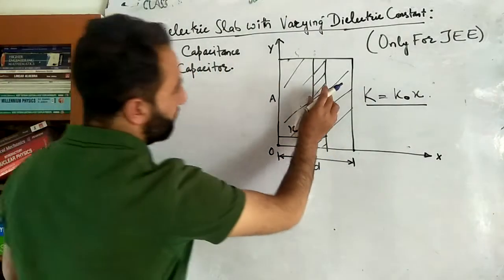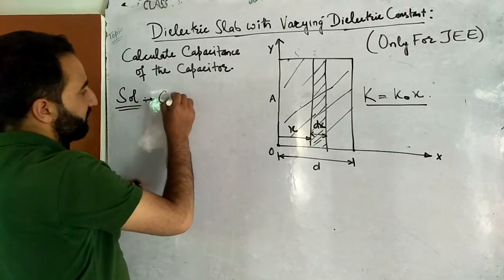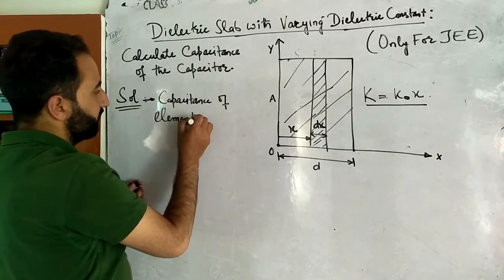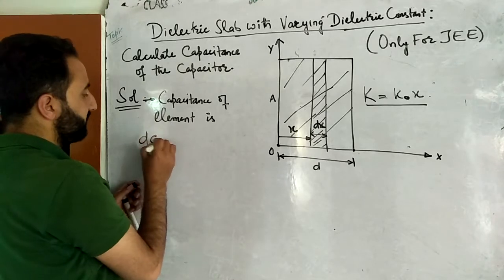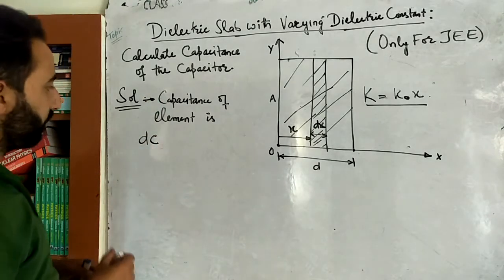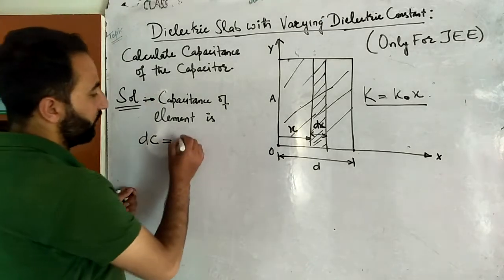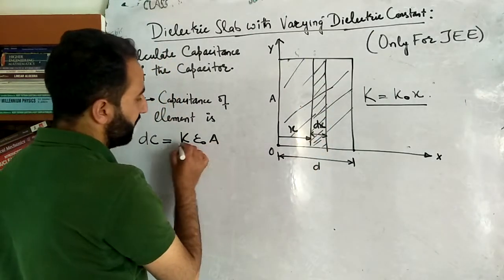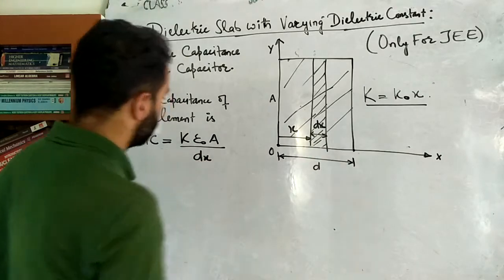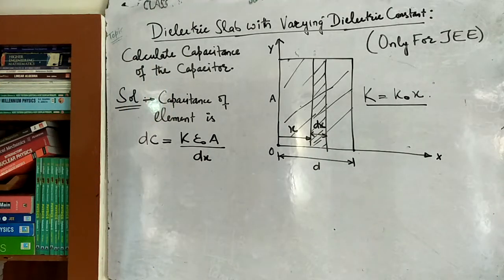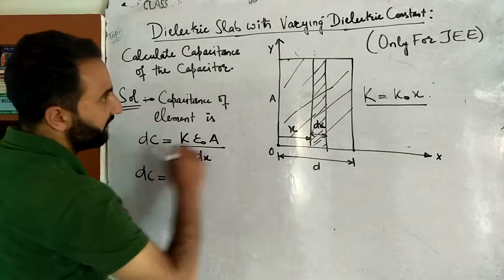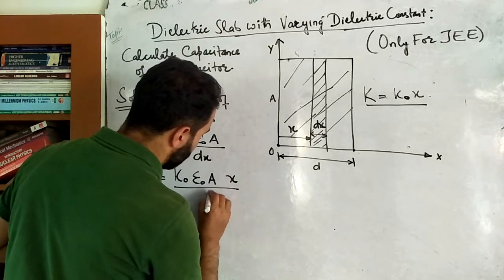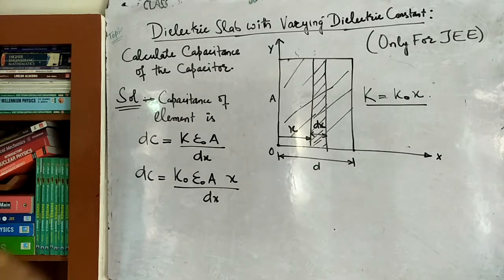Let's try to calculate the capacitance of this element. I will denote it by dC. So a very small capacitance. What is the capacitance of a parallel plate capacitor? It is simply K multiplied by epsilon naught multiplied by A, divided by the width, which is dx. Now replacing K by K naught x, dC is equal to K naught multiplied by epsilon naught multiplied by A into x, divided by dx. So this is dC, the capacitance of this very element.